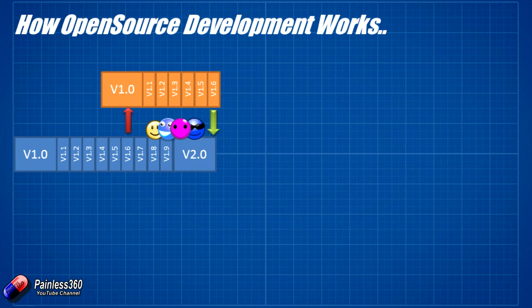So here the orange project got to version 1.6, and at that point the code was good enough to then be rolled back into the next version of the original project. And that now is being released as version 2.0, and that developer that went off to do his own thing is now back.